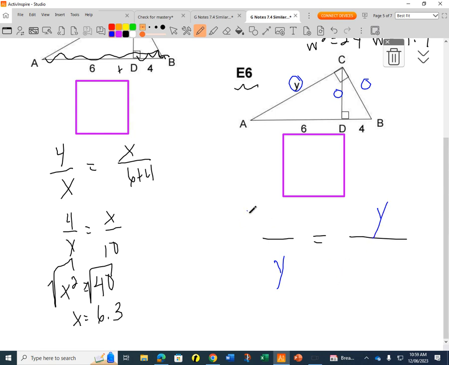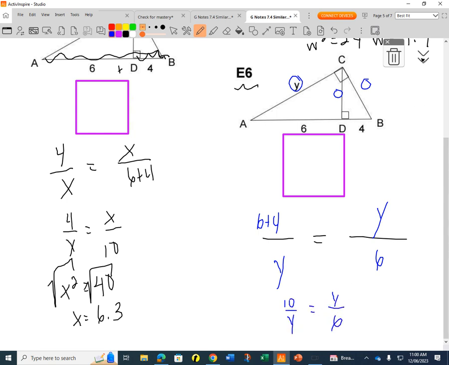What goes in the top left and bottom right? Kamara knows. You know, Max? 6 plus 4. 6 plus 4 goes in one. What goes in the other? 6. Good. Is that what you were going to say, Kamara? Nice.